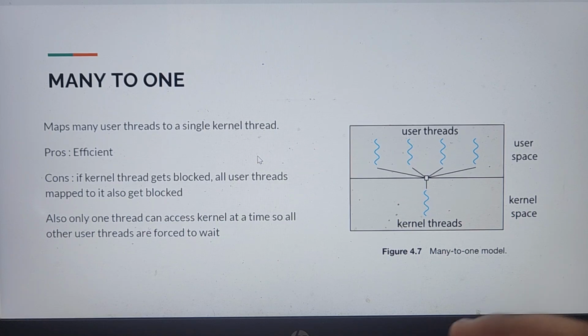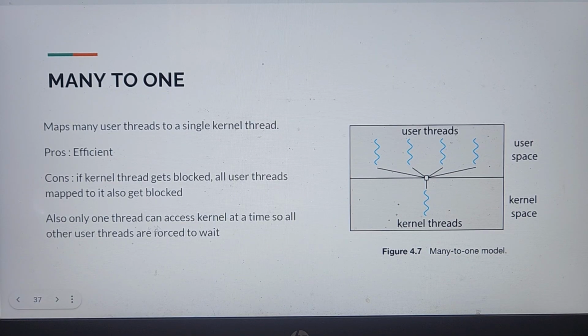The benefit of this method is that it is efficient. For all 4 of these threads, this one thread is sufficient to take care. You don't need 4 separate kernel threads. In that sense, it is efficient. But the problem is, if this kernel thread gets blocked for some reason due to some error, all 4 of these are stranded. None of these will be able to execute their privileged instructions.